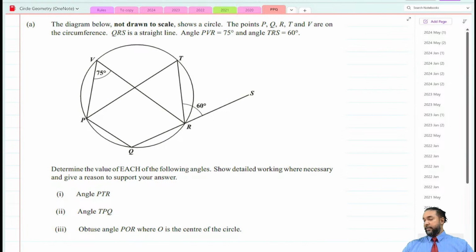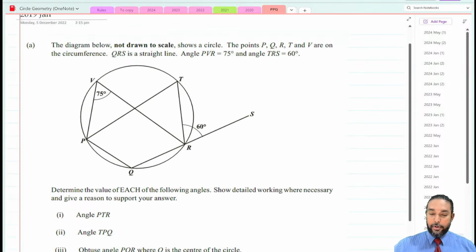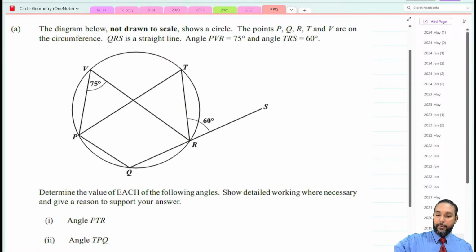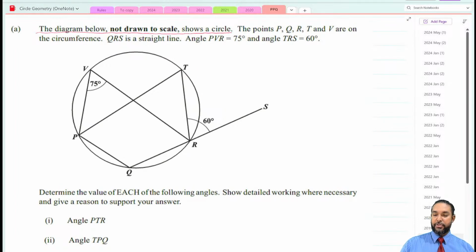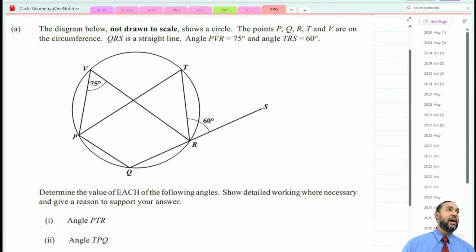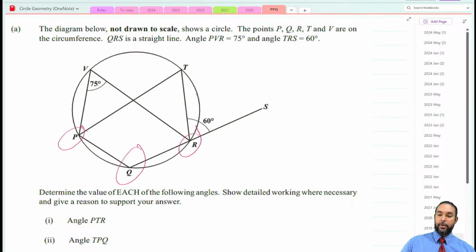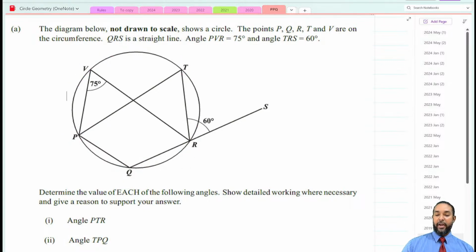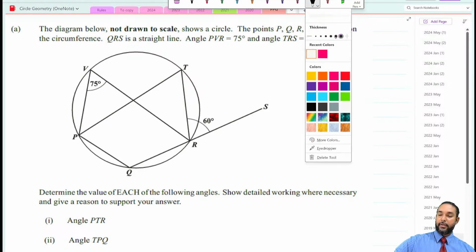Those in class have had some time with this question, and those online would now be seeing it. So let's take a bit of a read, and then we'll go from there. The diagram below, not drawn to scale, shows a circle. Not drawn to scale means you cannot take your protractor and measure these angles. It's not going to work. The points P, Q, R, T, and V are on the circumference. Now this shape inside looks kind of weird, like a five-sided thing, but let me show you a little trick.